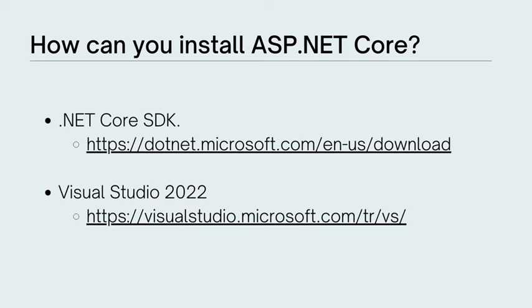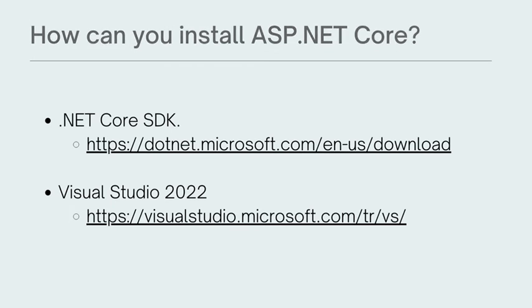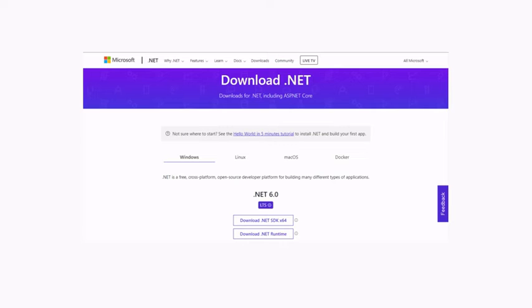So how can you install it? There are two things we need to install before we can develop web applications with ASP.NET Core. The first is the .NET Core SDK, and the other thing we need is Visual Studio 2022. We can download .NET 6 for any operating system we want from Microsoft's own website. When your download completes, run the installer and complete the steps to install .NET on your machine. Once you install the .NET Core SDK, ASP.NET Core will get installed automatically.